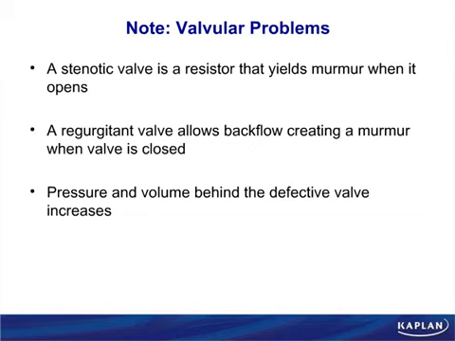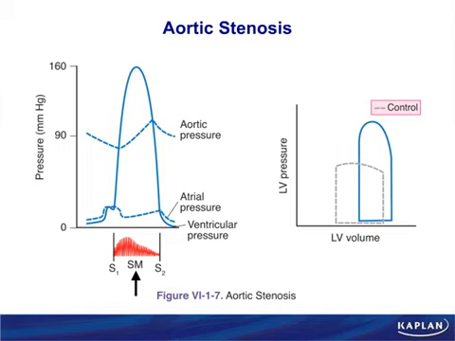So let's talk about some valvular problems. All right, the first valvular problem we're going to talk about is aortic stenosis. So we're going to talk about aortic stenosis and regurg, and mitral stenosis and mitral regurg. What we say for aortic and mitral will apply to pulmonic and tricuspid. Just remember the pressure levels are different, and of course the names of the valves are different if we're on the right side.